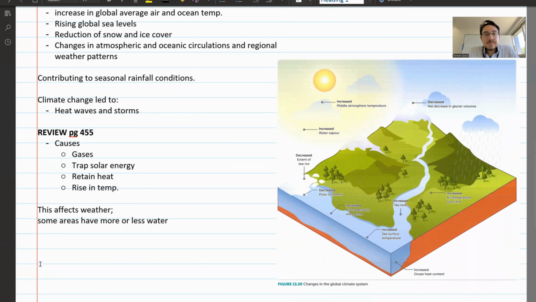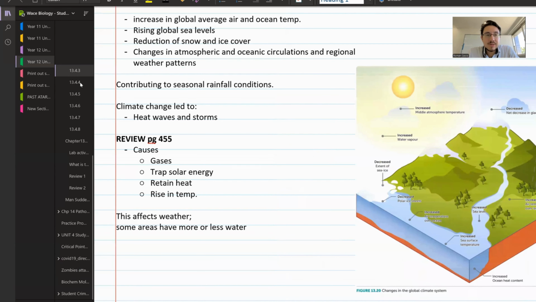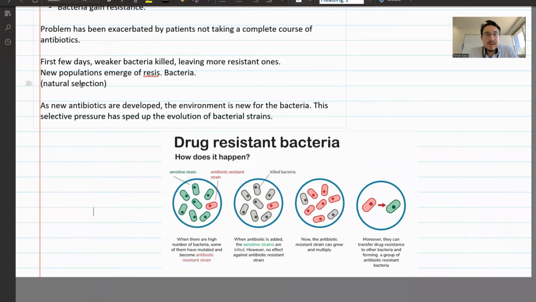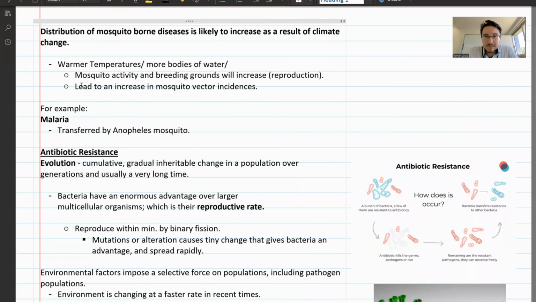In terms of climate change and global warming, page 455 has a good review. Definitely take a look. We won't discuss the general concept of global warming, but you guys know already that greenhouse gases trap solar energy that doesn't get reflected back into space, so they retain heat. So there's a rise in temperature. Make sure you review that, just to make sure that you are familiar with climate change and global warming, enhanced global warming, if you remember from unit two.